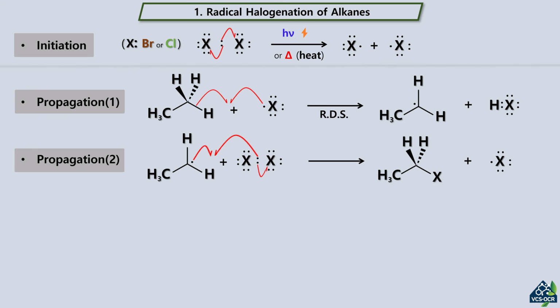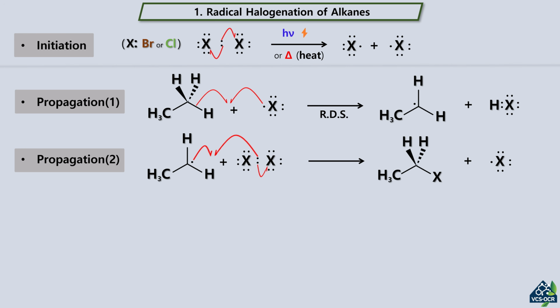Next is propagation, the self-sustaining heart of the reaction. In the first propagation step, the halogen radical abstracts a hydrogen atom from the alkane. Notice how the fishhook arrows illustrate the formation of a new H-X bond, leaving an unpaired electron on the carbon to create an alkyl radical intermediate.